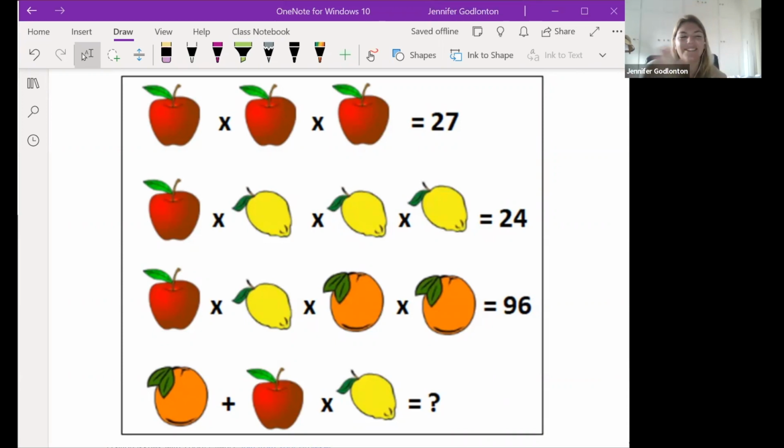Tiana, have you figured it out? Ma'am. What did you get? 10. It is 10. Can I explain how I got 10? Yes, you and Inga got it at a very similar time. Nice. Tell me how you got there.